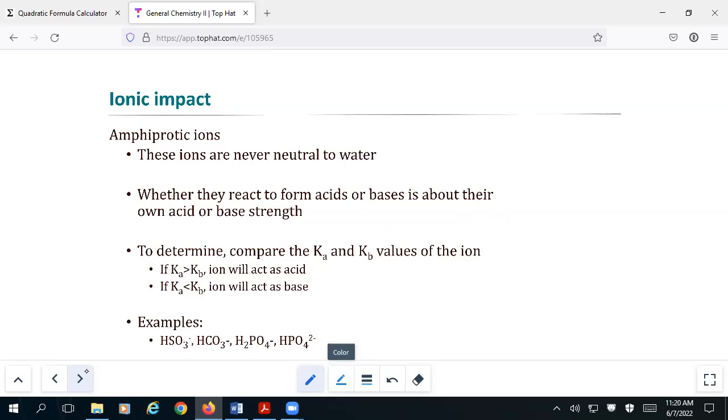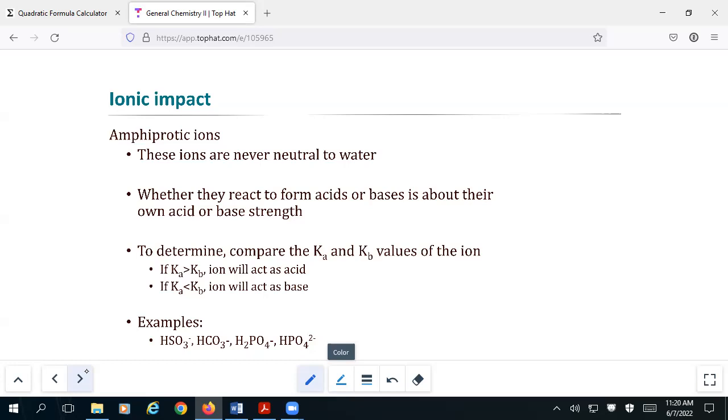Now, where it can get tricky for us is when we have those amphiprotic ions. These are the ones that we started looking at at the beginning of this chapter, the ones in the middle of that polyprotic scheme, where I add a hydrogen and it becomes sulfurous acid. I take away a hydrogen, it becomes the sulfide ion. I add a hydrogen, it becomes carbonic acid. I take one away, it becomes carbonate. I add a hydrogen, it becomes dihydrogen phosphate. I take one away, it becomes the phosphate ion.